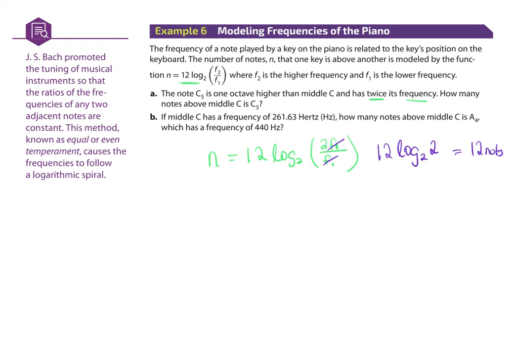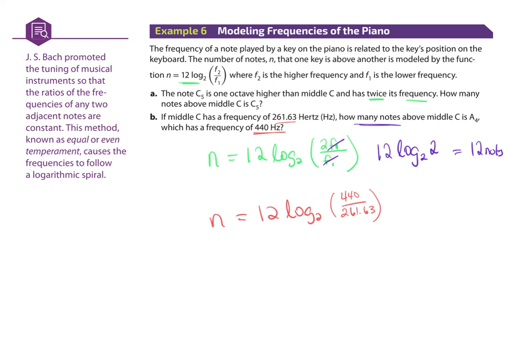If middle C has a frequency of 261.63 hertz, how many notes above middle C is A4, which has a frequency of 440 hertz? Now they have given me my frequencies, so I'm plugging in something a little differently. They are still asking how many notes, so we still don't know N. 12 and log base 2 are given. My higher frequency is 440, that goes on top. My lower frequency is 261.63, that goes on bottom.